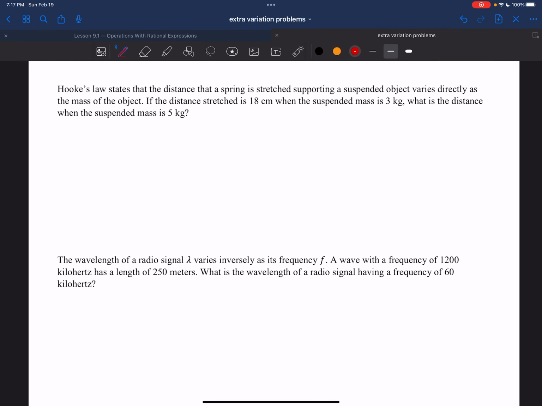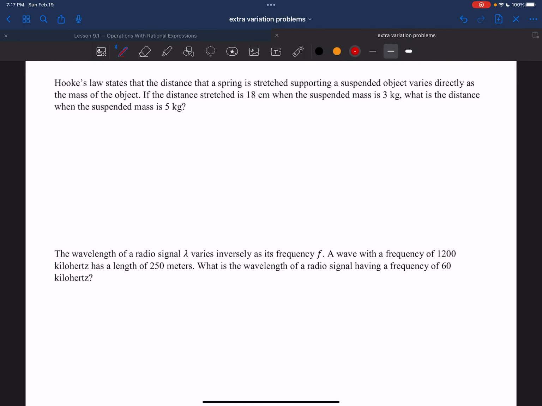Okay. Hooke's law states that the distance that a spring stretched supporting a suspended object varies directly as the mass of the object. That kind of makes sense, right? If I have a little box hanging from a spring, if I have a heavy box, then that spring is going to be stretched out more than if I have a little tiny box like that, right? The heavier the box, the longer the spring is going to stretch. That kind of makes sense, right?